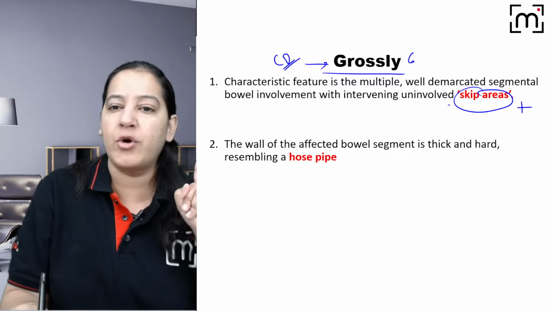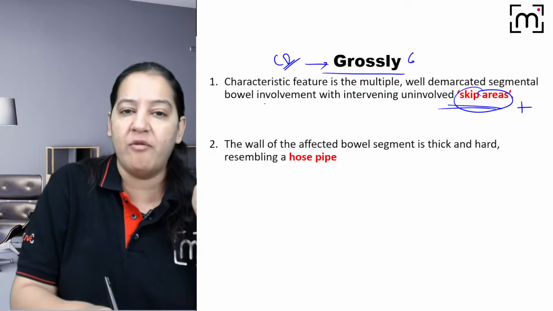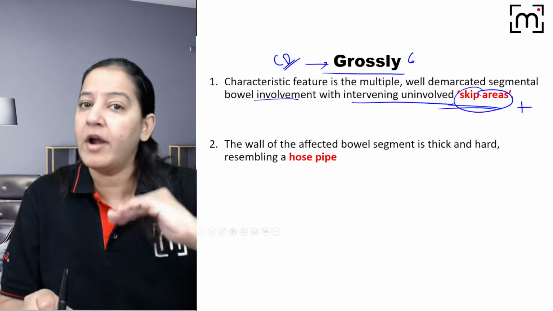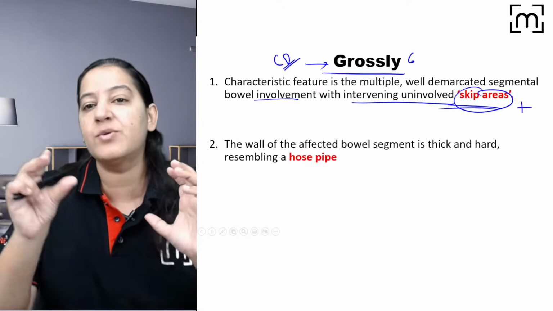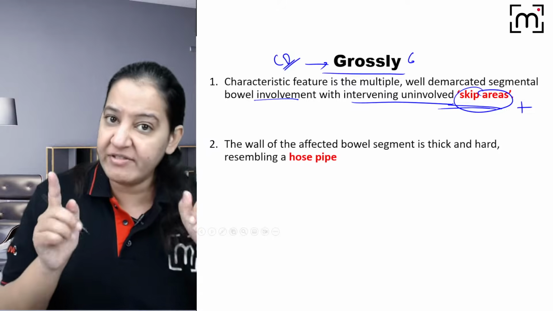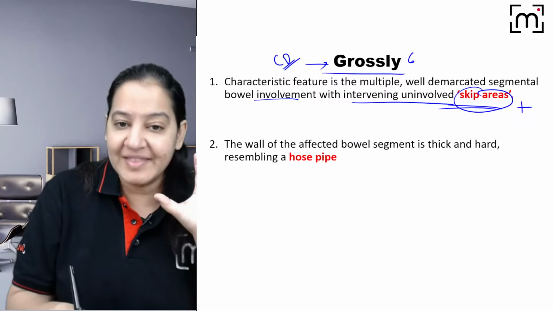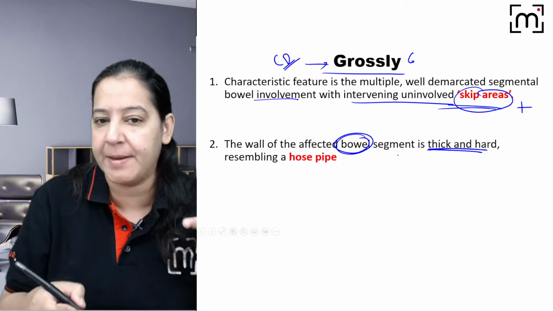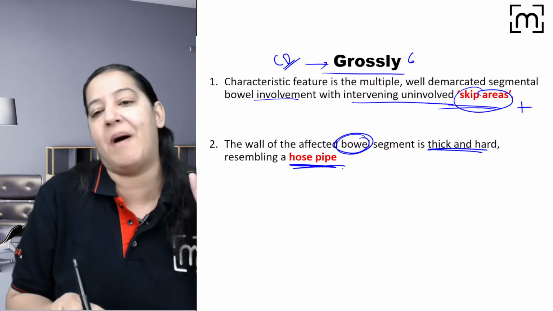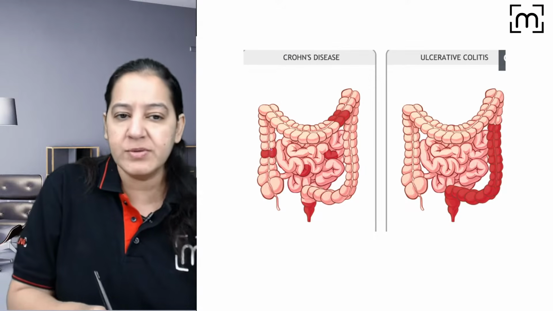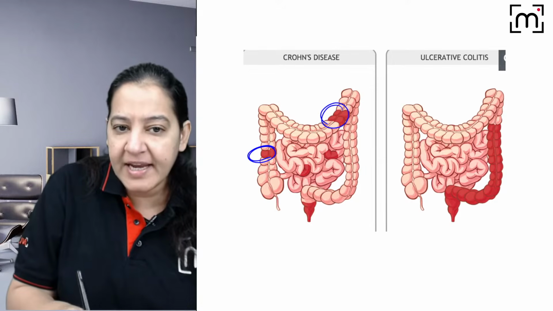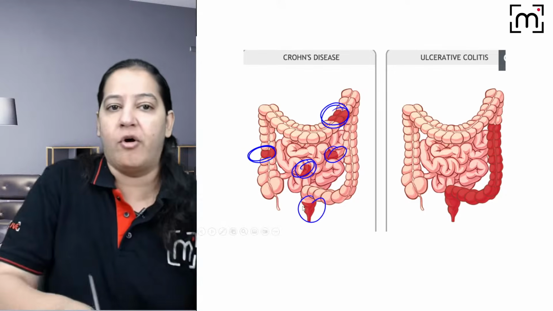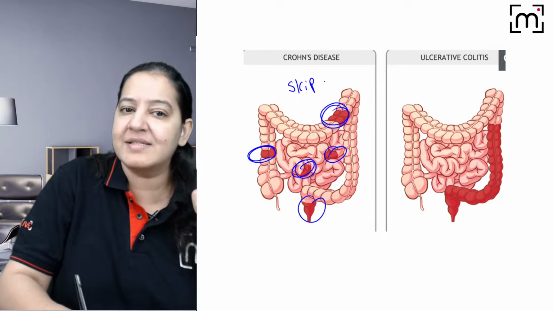So I have already explained what you mean by skip areas. Skip areas is bowel involved with intervening uninvolved. So there is alternating area, involved, uninvolved, involved, uninvolved. So this is known as skip area, right? Now the area which is involved, that portion of the intestine becomes thick and hard like a pipe, known as hose pipe. You got my point? So can you see in Crohn's disease, this area is involved, this area is involved, this area, and the remaining is not involved. So I can say the skip areas are present.